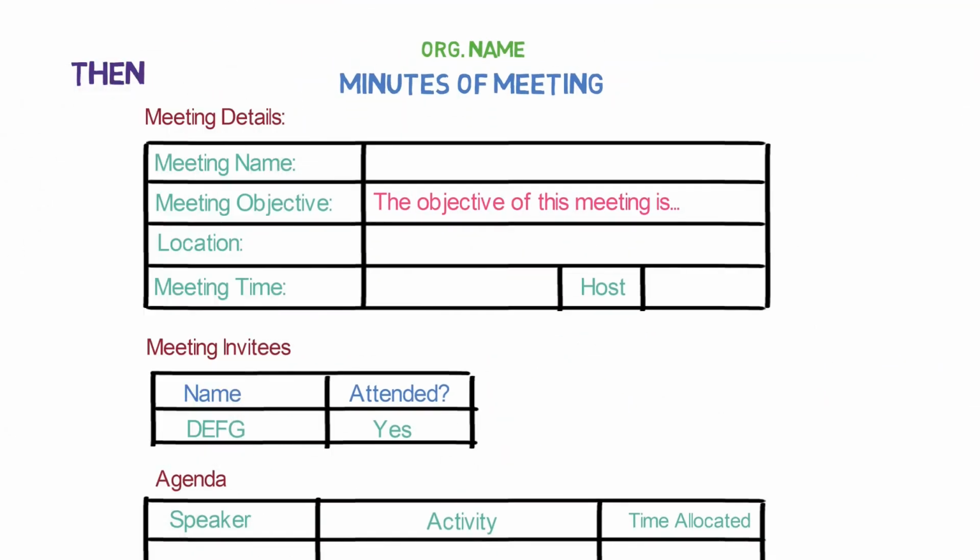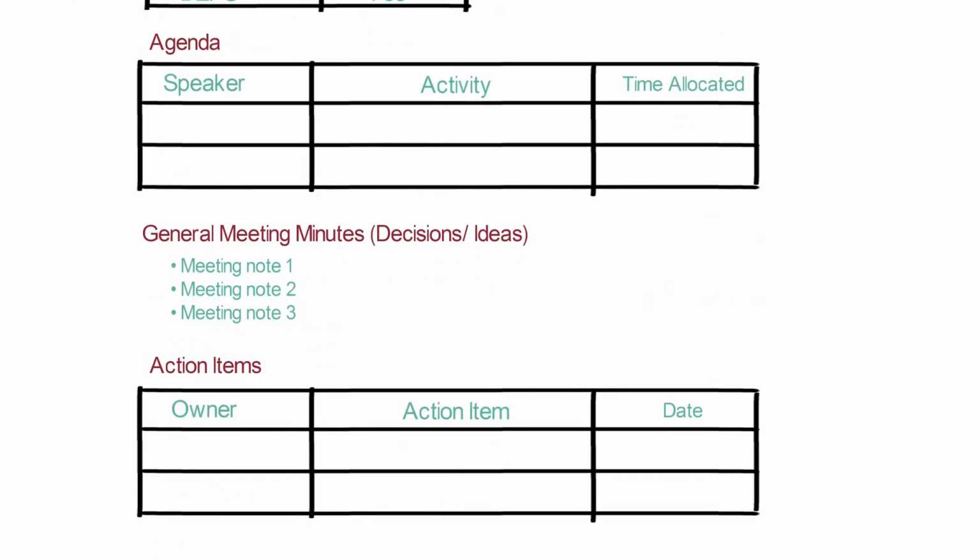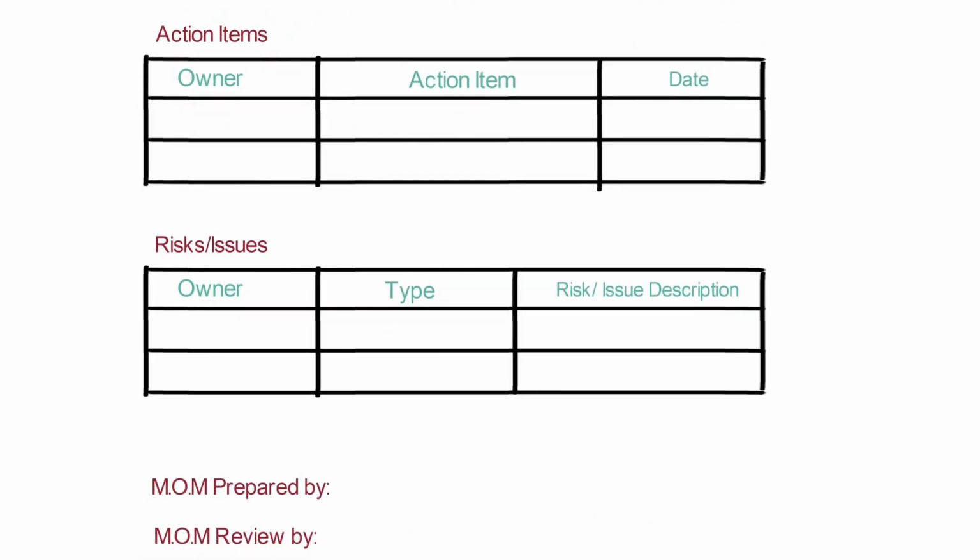Then we looked into the format of M.O.M. Number 1, at the top middle, write the name of the organization and just below it, minutes of meeting or meeting minutes. Number 2, leave some space and write meeting details. Number 3, mention the name of all the invited attendees, whether they were present or not. Number 4, leave some space and write the agenda list that was shared in the meeting agenda. Number 5, write all the key points of the meeting in a sequential manner.